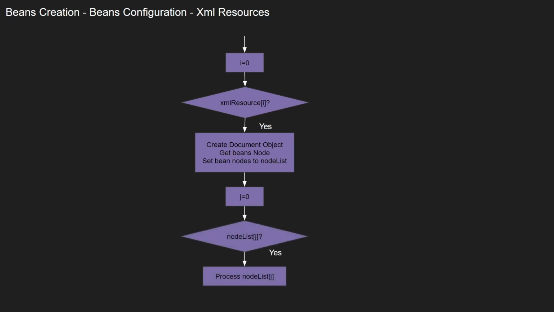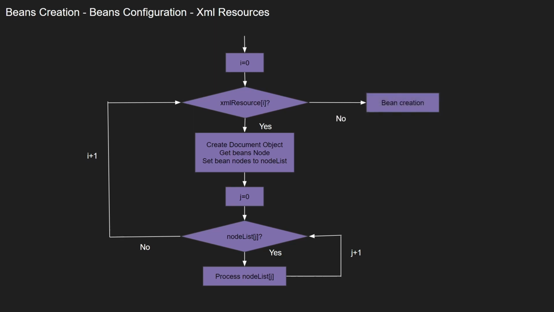Process the node list of j. In a sense, these node list contains the information about tag bean, and process node list basically does the processing of those bean information. Once the processing is done, increment it, check if there is another bean or the node list information available in the node list. If there is no information, then it increments I to the next value, check for the next XML resource if at all it is defined. Once the processing of all of the XML resources is done, then bean creation process, in a sense the second step in the bean creation, gets started.